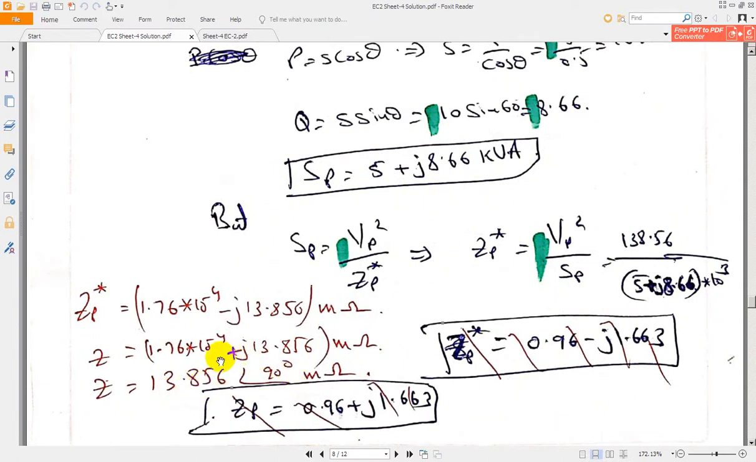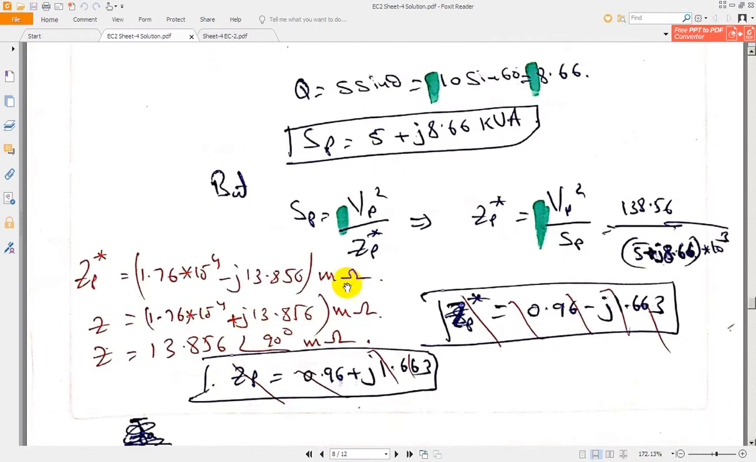Actually, we are getting it here plus, sorry, we are getting it here minus. Zp conjugate is minus. If we want to remove this conjugate, we will change this negative to a positive sign. So after conversion of this rectangular form into polar form, Z is equal to 13.856 at an angle of 90 milli ohms. This forms your load impedance.